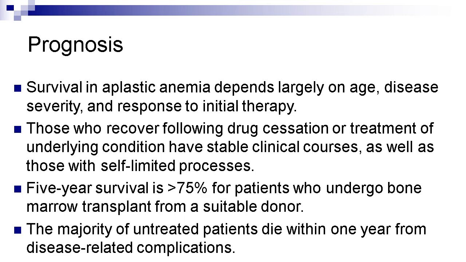Survival in aplastic anemia depends largely on age, disease severity, and the response to the initial therapy. Those who recover following drug cessation or treatment of the underlying condition have stable clinical courses, as well as those with self-limited processes, as during pregnancy. And the 5-year survival is about 75% for patients who undergo bone marrow transplant from a suitable donor. The majority of untreated patients die within 1 year from disease-related complications.